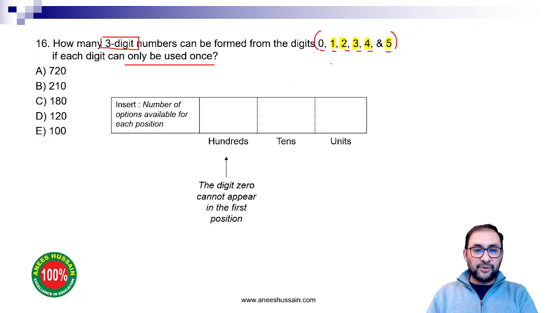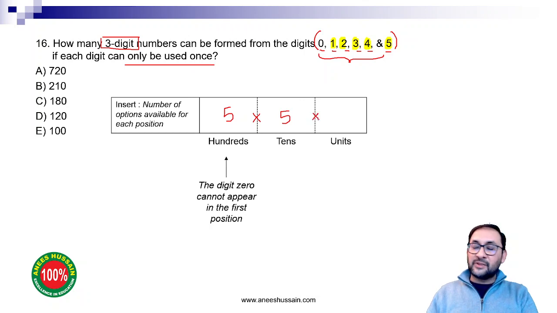I have these 5 options apart from 0. So that's 5 options for the hundreds position. Now I go to the tens position. Now remember, we had a total of 6 options, including 0. 0 is allowed everywhere else except the first position. So we had a total of 6 options, but since repetition is not allowed and we've already used 1 digit in the first position, that will leave us with 5 options in the second position.